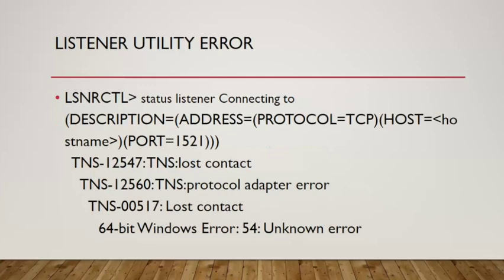Listener utility error: if you run the listener command LSNRCTL, it will not connect immediately. It will show that it is connecting to the listener details and then error TNS-12547. It will be similar to 32-bit, nothing different: TNS-12560, TNS-00517 lost contact, even 54 unknown error.